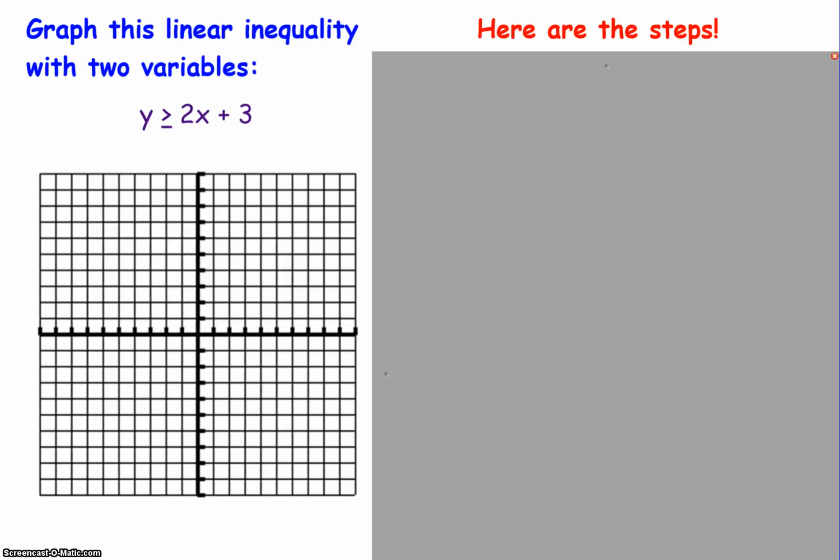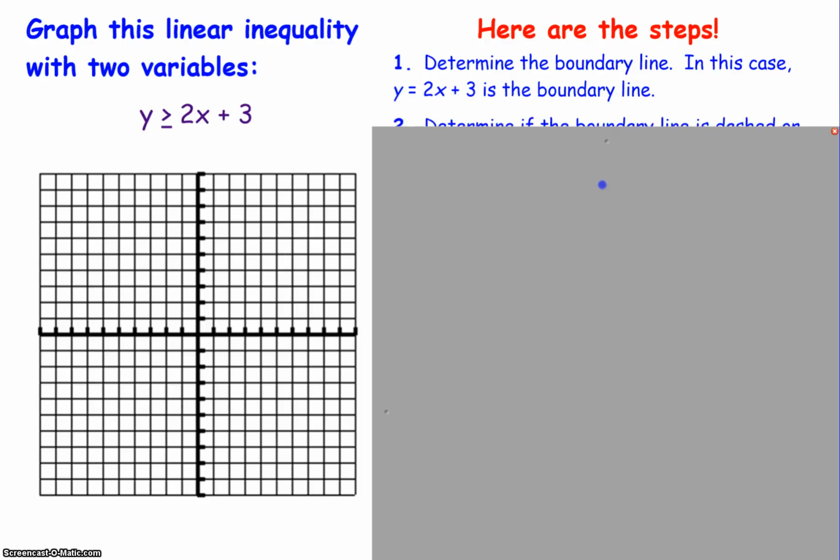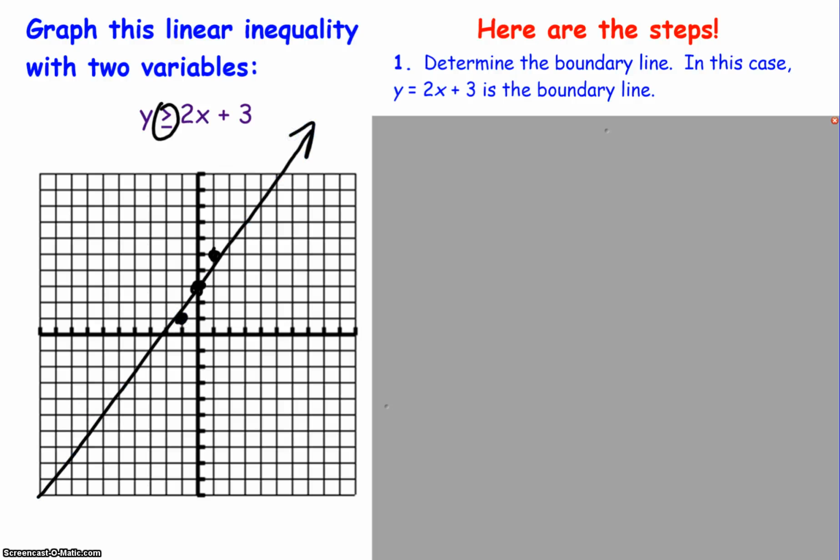So let's go ahead and graph our own. Here are the steps. Determine the boundary line. In this case, y equals 2x plus 3. All you're doing is changing this inequality to an equal sign. So go up to 3 and put your dot. Remember, we practiced this in class today. And then our rise is up 2 over 1, or down 2 and over 1. So here's our line, and I know I can't make straight lines.